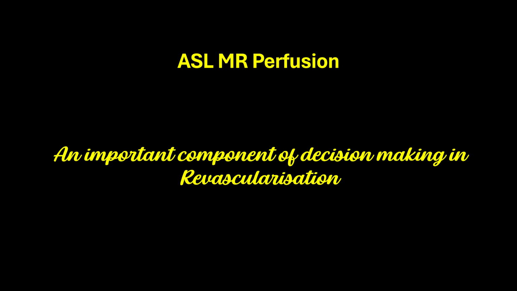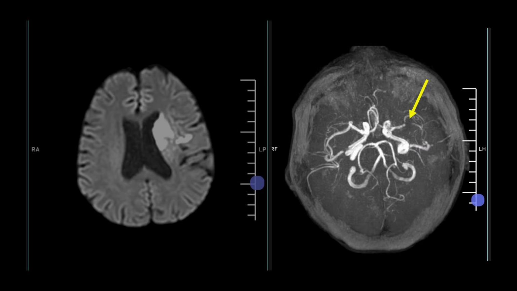Good morning, everyone. I'd like to talk about this ASL MR perfusion, which we could routinely use in all our MRI stroke protocol. This is a technique which helps us in understanding what area of penumbra exists in a patient who's having a stroke. So it is a very important component of decision making in revascularization. Let's discuss it with the case which we saw yesterday.